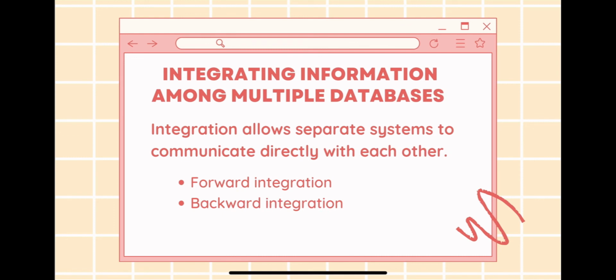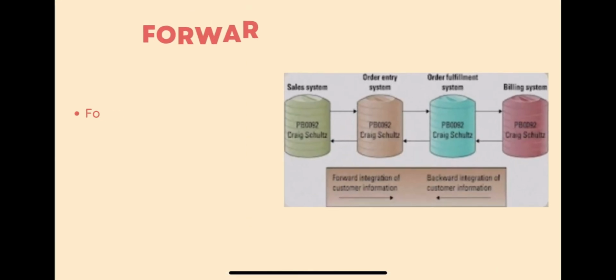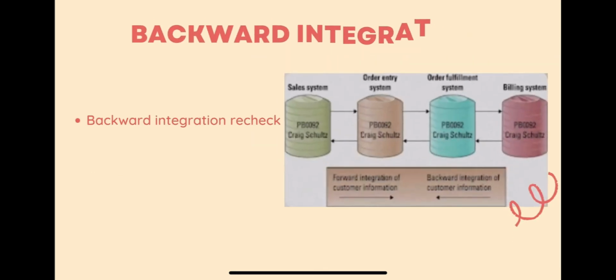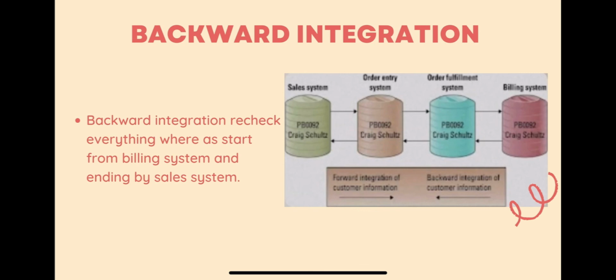Integrating information among multiple databases. Integration allows separate systems to communicate directly with each other. There are two types. The first one is forward integration, and the second one is backward integration. Forward integration follows the sequence that starts from sales and ends with the billing system. They are also related to one another. The example is in the figure. Backward integration rechecks everything, starting from the billing system and ending with the sales system. The example is in the figure.